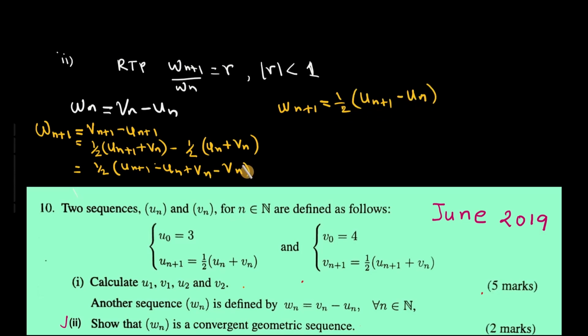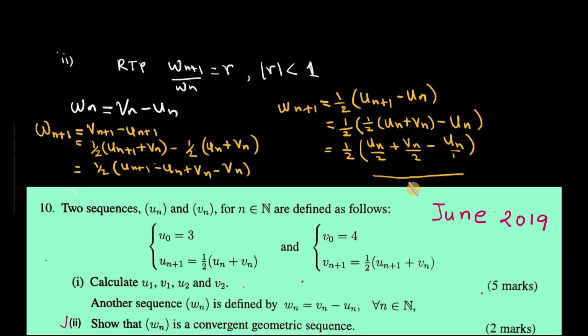Since Vn minus Vn is 0, this is equal to half into Un plus Vn from here, minus Un, which is equal to half into Un over 2 plus Vn over 2 minus Un. Let's say the LCM here is 2. 2 times Un is Un plus Vn. 1 into 2 is 2. 2 times Un minus 2Un. That's not forgetting this half outside.